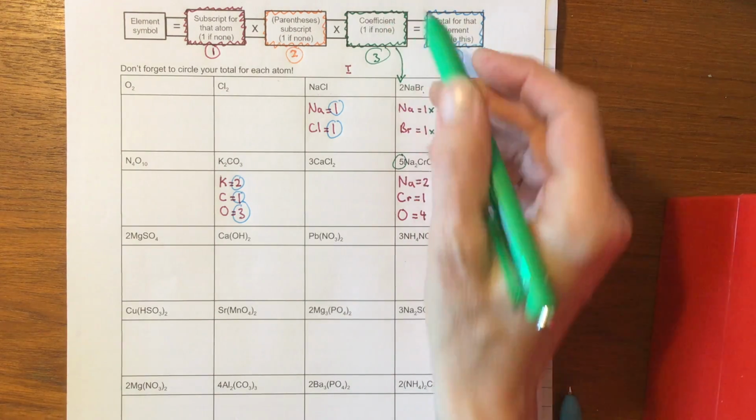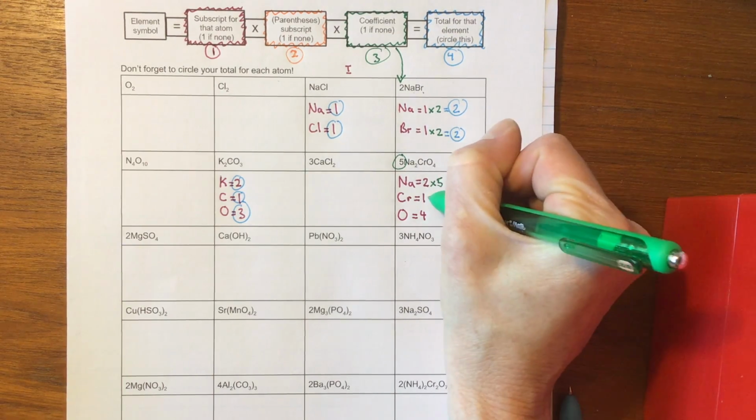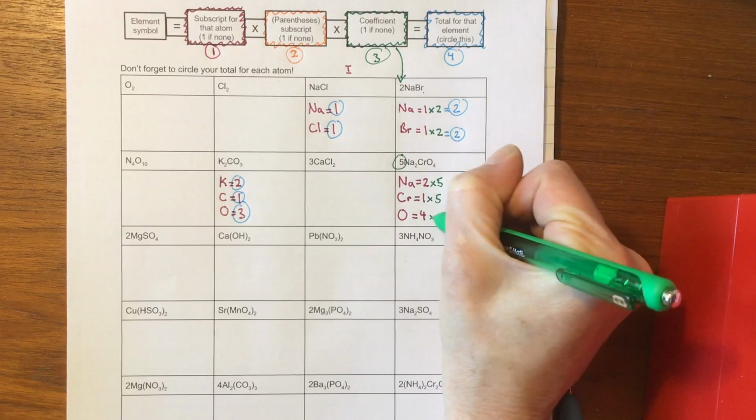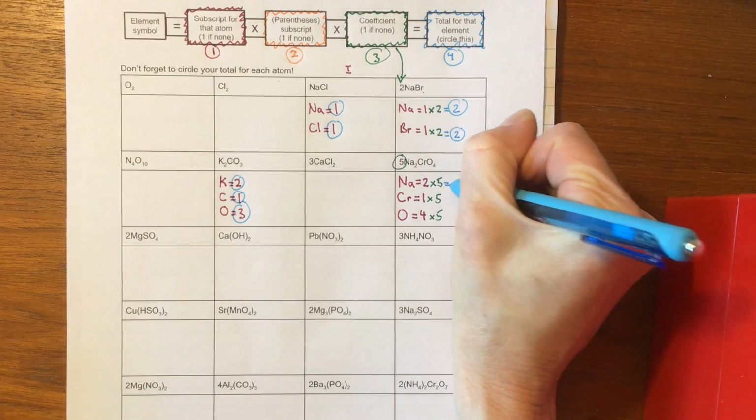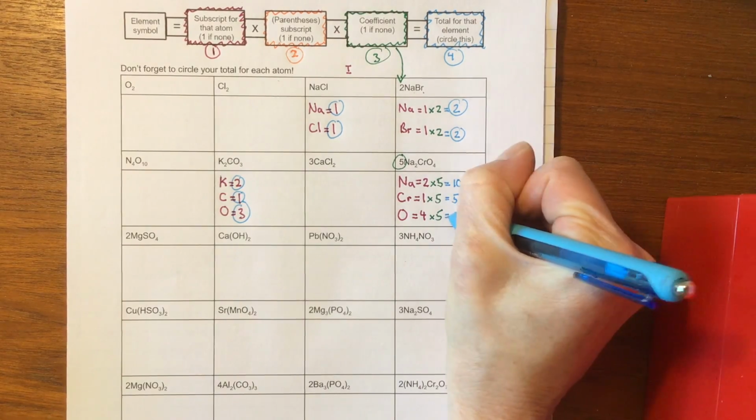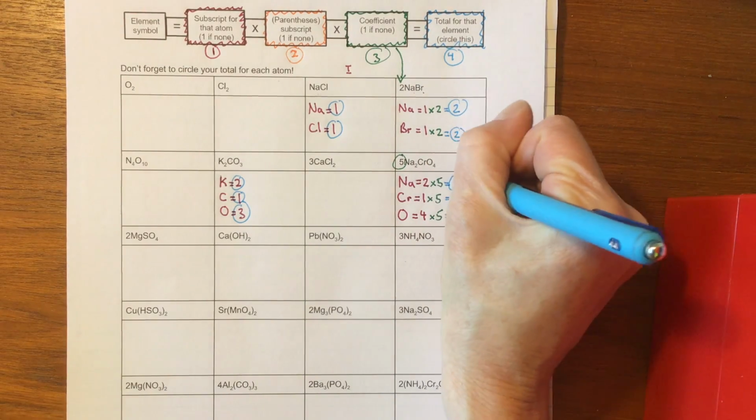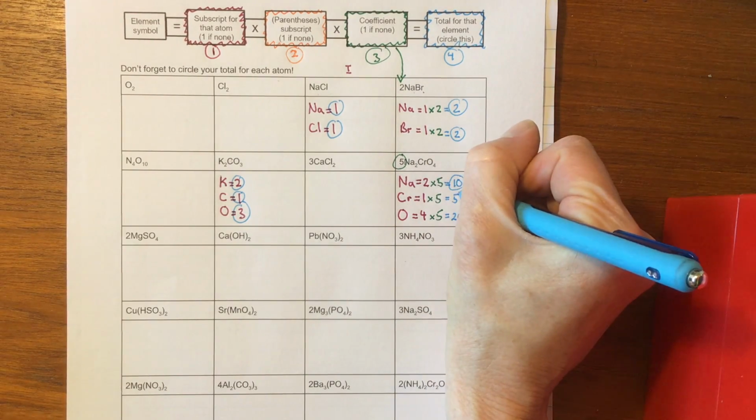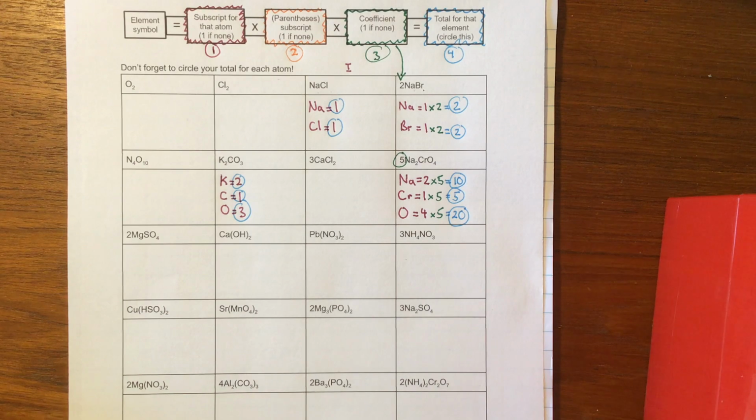So I'm going to multiply each of these by 5, because the coefficient applies to everything in the compound. I'm going to multiply those out, and they are going to come to 10, 5, and 20. So now things are getting a little more interesting. Our numbers are going up. That's fine. We've got 10 atoms of sodium total, 5 atoms of chromium total, and 20 atoms of oxygen total. And I am done with that problem.